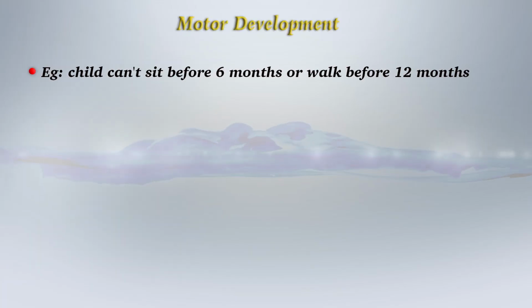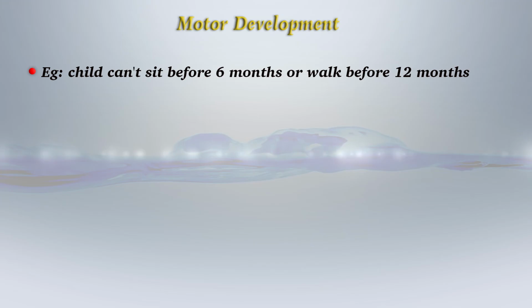Let us understand the role of heredity and environment on motor development. We know that all children begin to perform certain body movements at a particular time only and not before that. For example, children can sit only when they are around 6 months of age. No child can sit at 3 months of age. Similarly, children start to walk by the time they are 12 months or 1 year. No child walks at 8 months or 9 months.